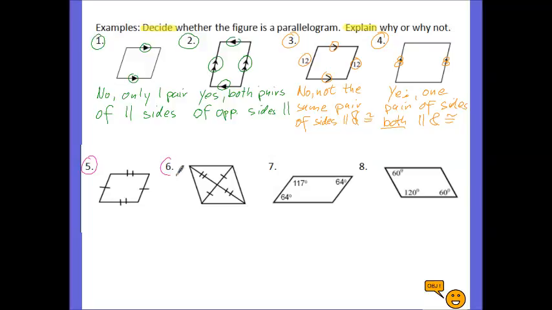Let's look at examples 5 and 6. In example 5, we have two pairs of opposite sides that are congruent, as shown with these congruence marks. So, yes, it's a parallelogram. Both pairs of opposite sides are congruent.